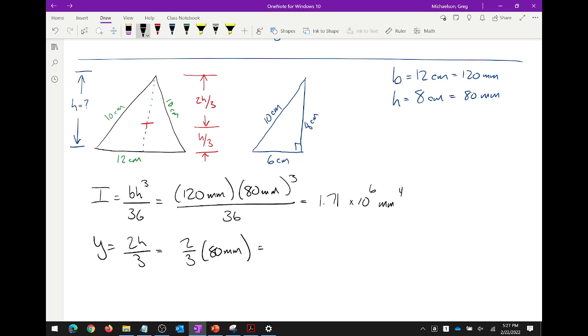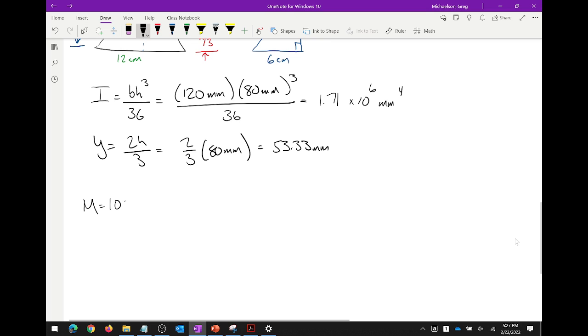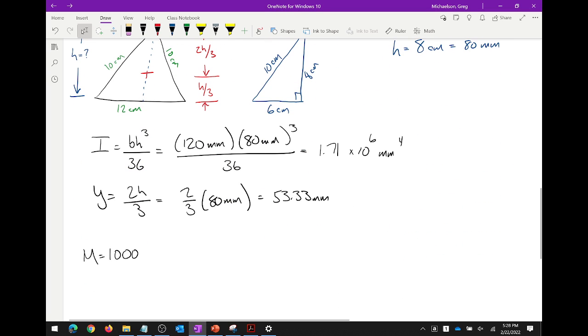Okay, so in this case, Y is 2/3 of 80, which is like 53 1/3, is that right? Yep. 53.33 millimeters. So to summarize, M is, well, how much was M? I said 100,000. I don't think that's right. It's 1,000. Y is 53.33 millimeters, and I is 1.71 times 10 to the 6 millimeters to the fourth.